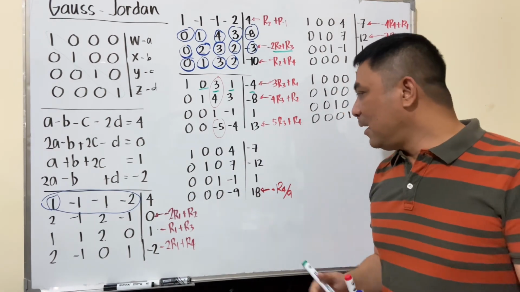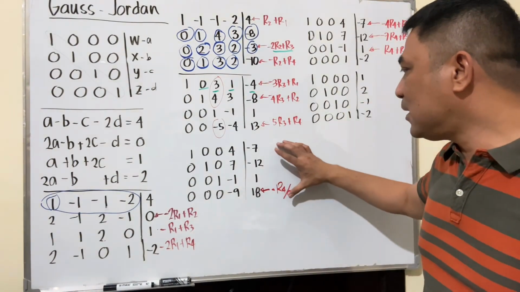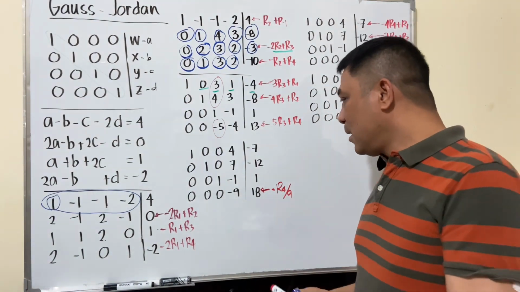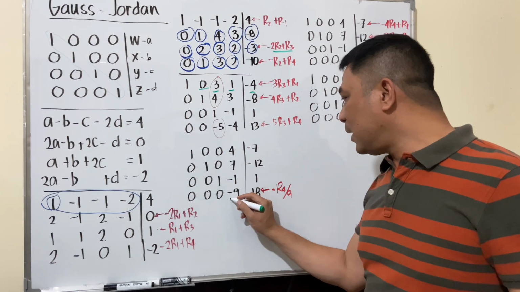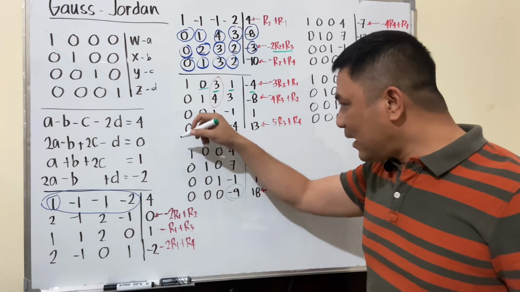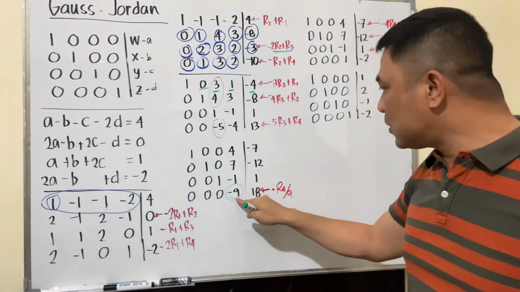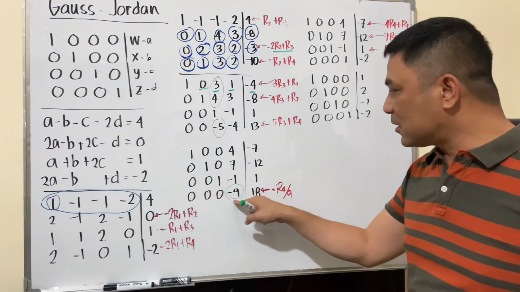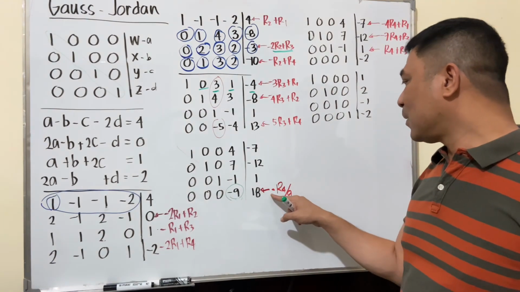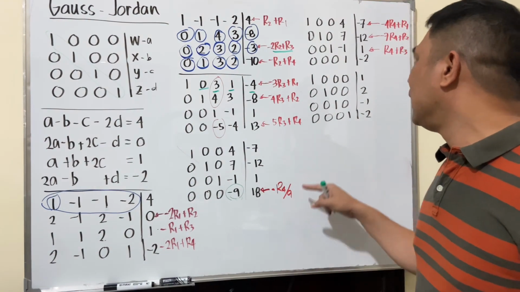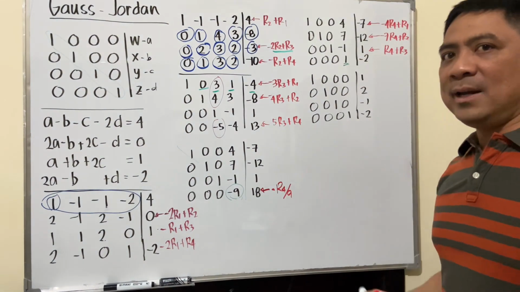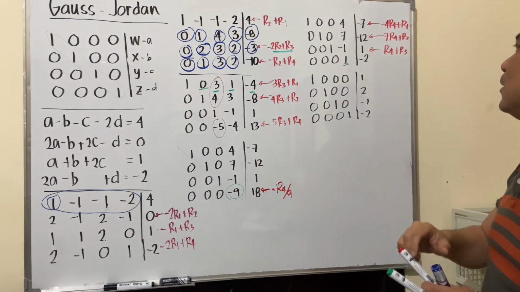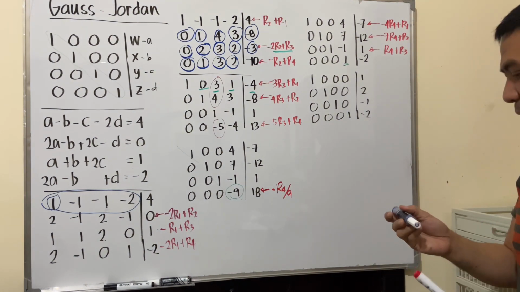So again, if this is your result, and you have negative 9 here, and you have 18 here, all you have to do is make this one 1. Your target again is to make all of this 1. So to make this one 1, you have to divide all of these rows by negative 9, or R4 divided by negative 9, so that you will get 1 here. So we're close already to our final answer.